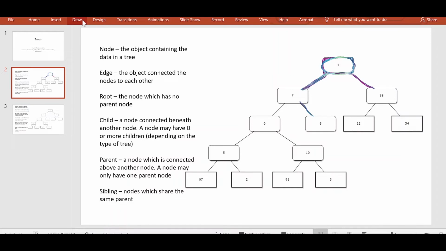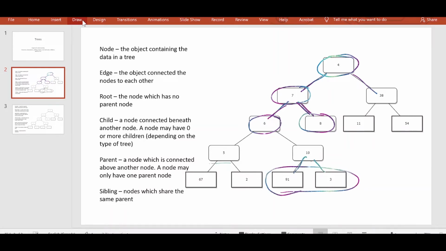No node may have more than one parent. And the root node is the only node in the tree that has 0 parents. So in this tree, 4 is the root node. Its children are 7 and 38. And then 7's children are 6 and 8. So 6 and 8 have the parent of 7, and since they share the same parent, that means that they are sibling nodes. If we look here, we can see that these two are sibling nodes because they share the parent of 10. 10 is siblings with 5 because it shares the parent of 6.